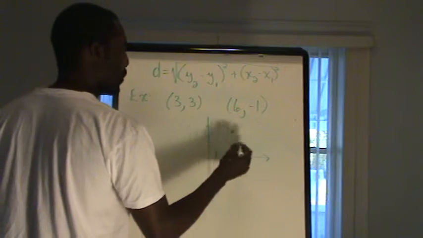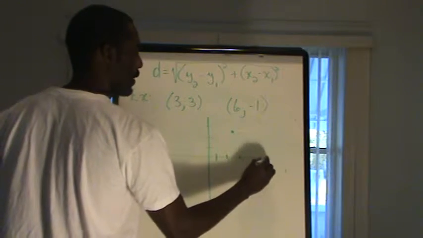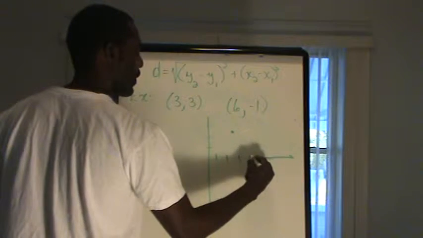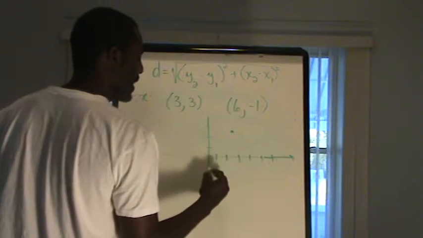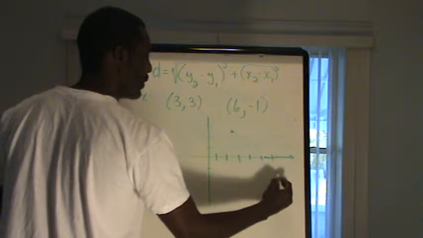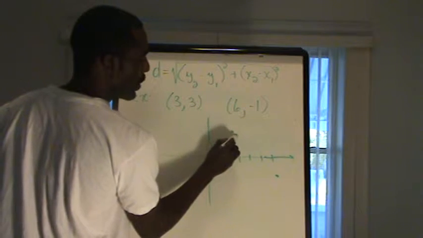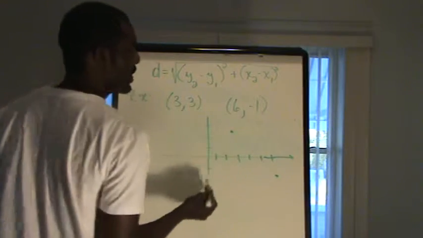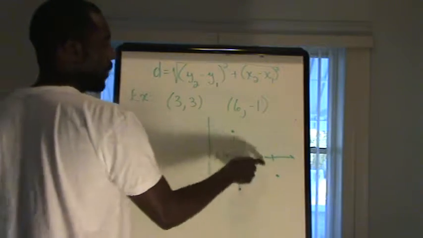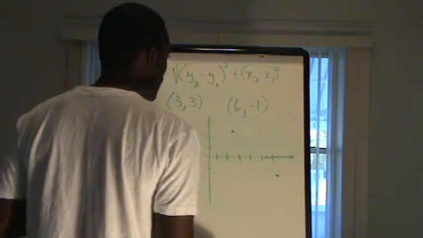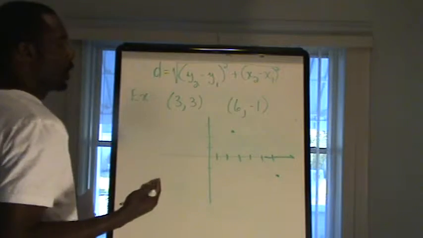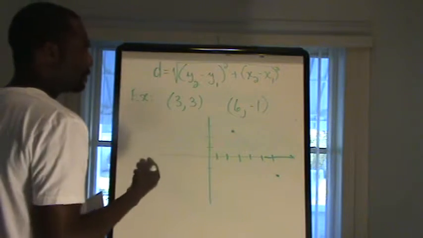If I want to plot the point 6, -1, it looks like I'm going to have to go out a little further here on my x-axis. 4, 5, and 6, and down 1 unit to this point here. So what we're actually trying to determine here is what is the distance between those 2 points? How far apart are those 2 points? And we use this distance formula to determine that.